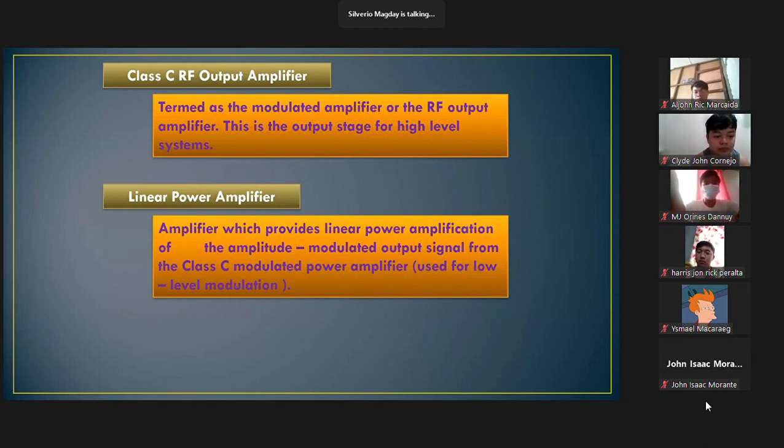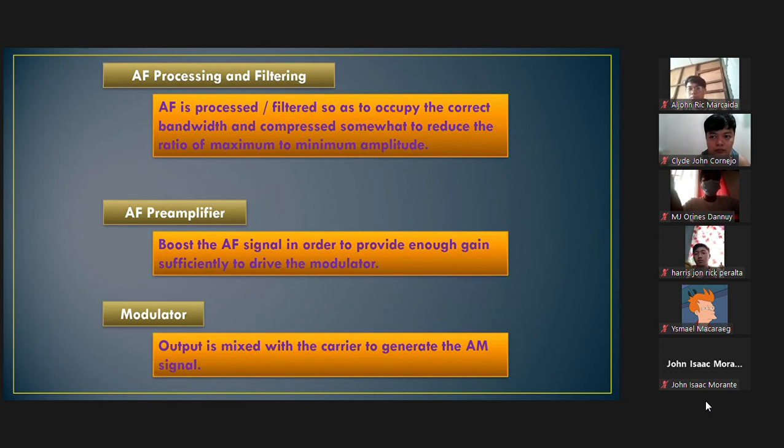Linear power amplifier, ito na nag-provide ng linear power amplification of the amplitude modulated output from the Class C modulated power amplifier, and used for low-level modulation. Audio frequency processing and filtering: processed and filtered so as to occupy yung correct bandwidth and compress somewhat to reduce the ratio of maximum to minimum amplitude. Mga pre-amplifiers boost now your audio frequency signal in order to provide enough gain to sufficiently drive yung modulator. How about the modulator? Output is mixed with the carrier to generate the AM signal.